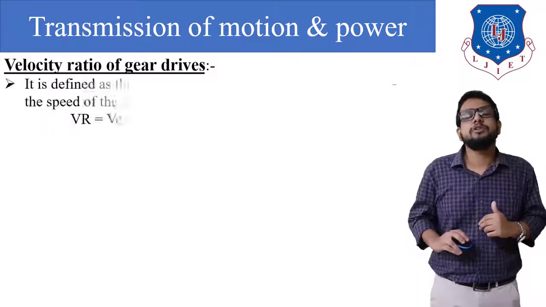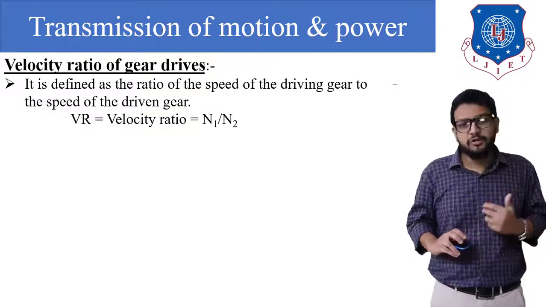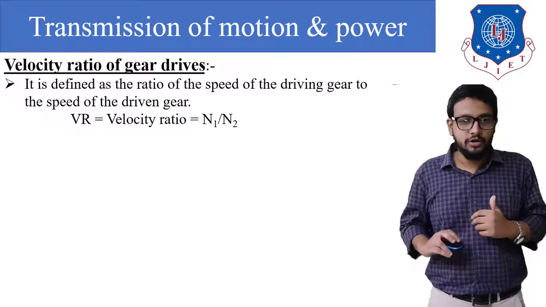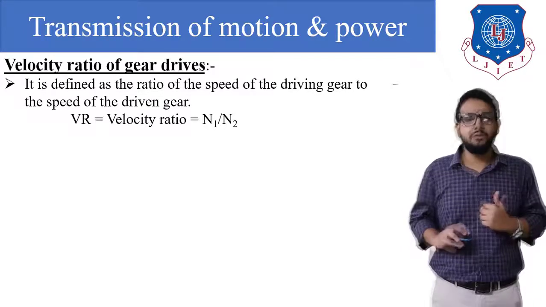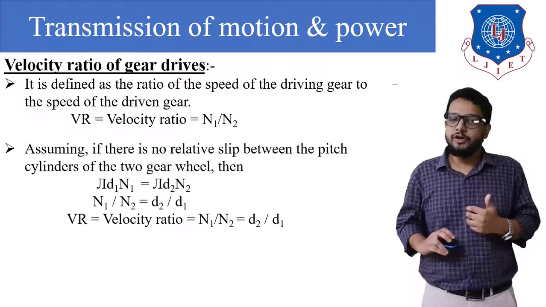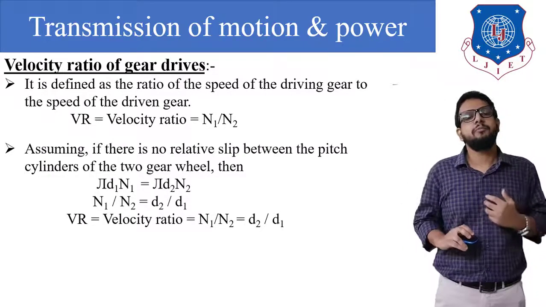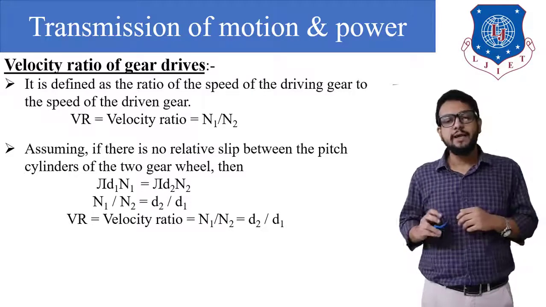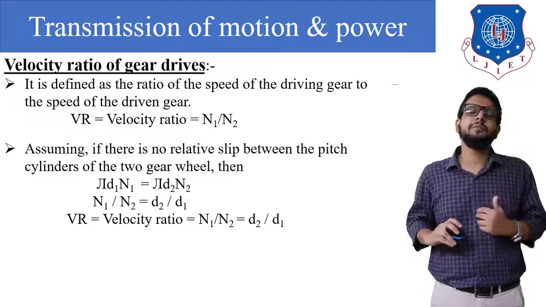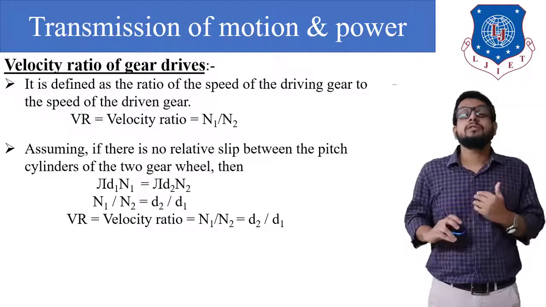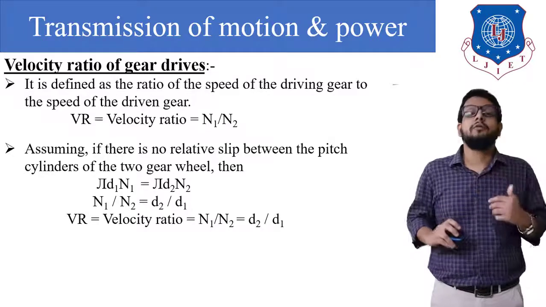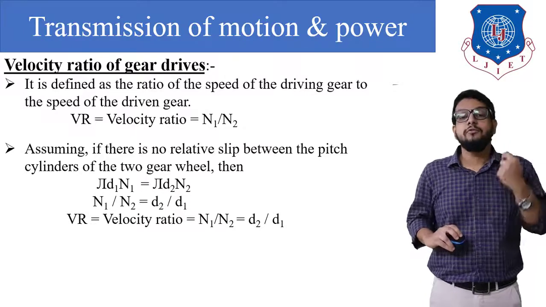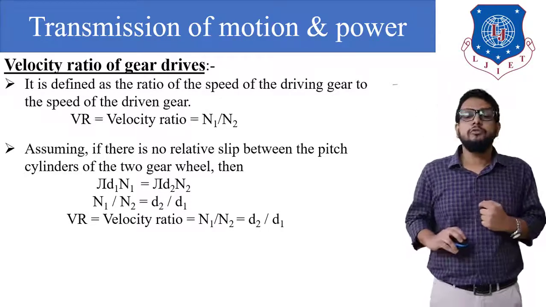Now let us see the velocity ratio of gear drives. As we know, the velocity ratio is the ratio of the speed of the driving gear to the speed of the driven gear. So VR is equal to N1 by N2. Similarly, we can derive the equation for gear drives. Assuming there is no slip between the pitch cylinders of two gear wheels, we can write pi d1 N1 is equal to pi d2 N2. From this equation, we can write N1 by N2 is equal to d2 by d1, where the velocity ratio N1 by N2 is equal to d2 by d1 is the final equation. So this velocity ratio is in terms of the ratio of diameters.